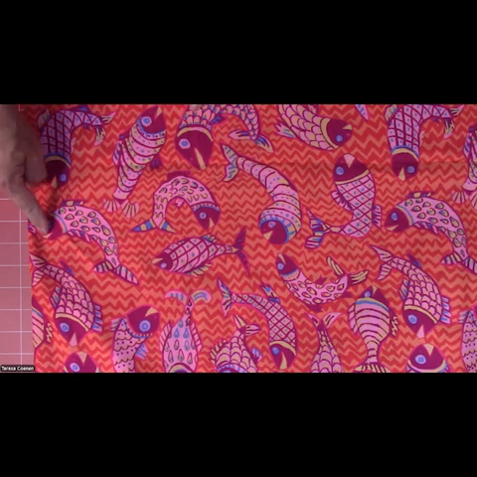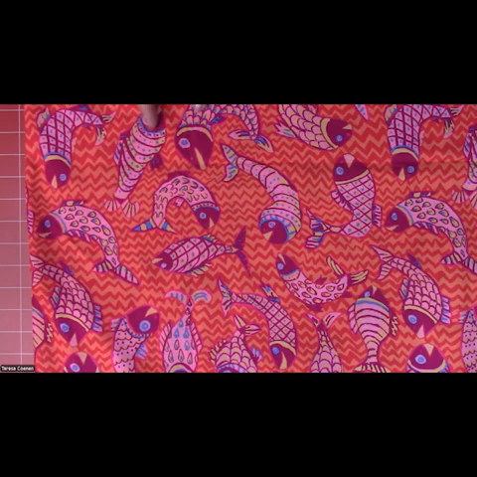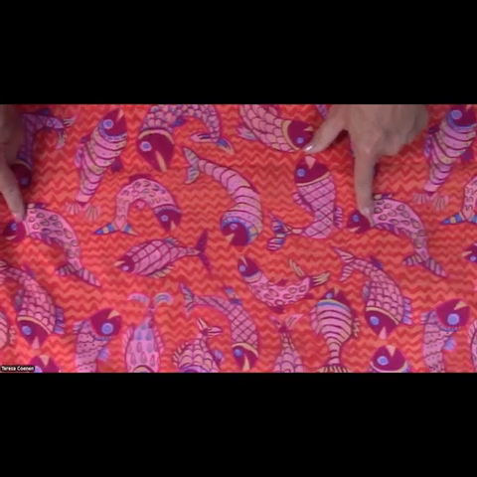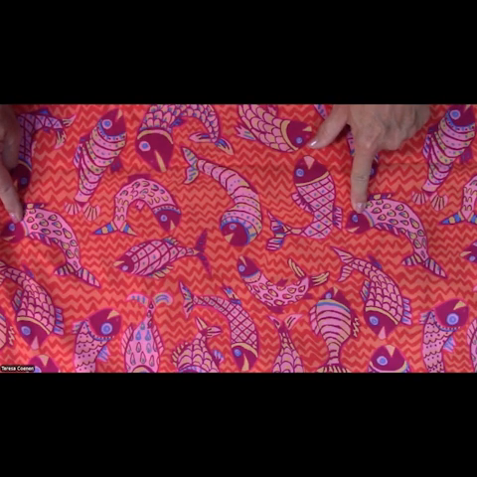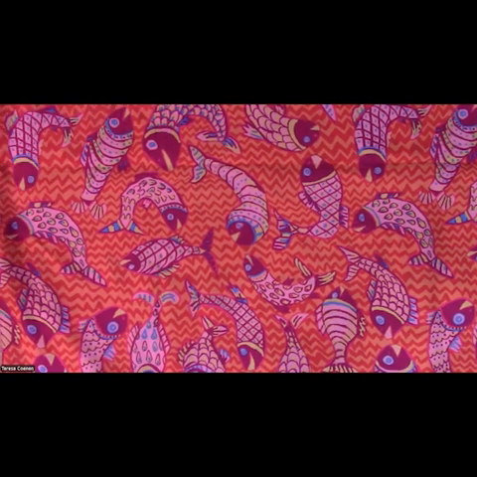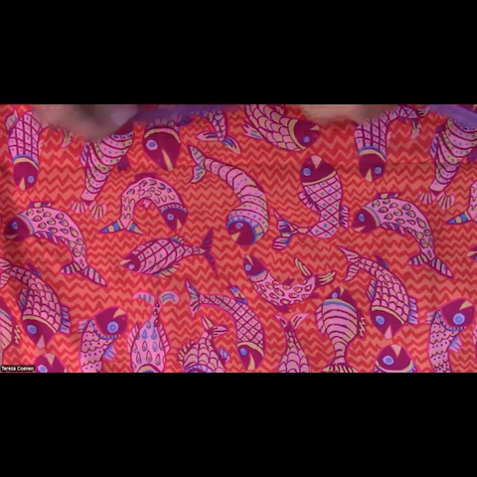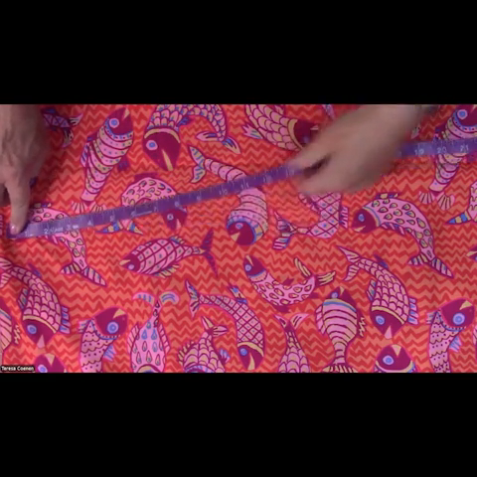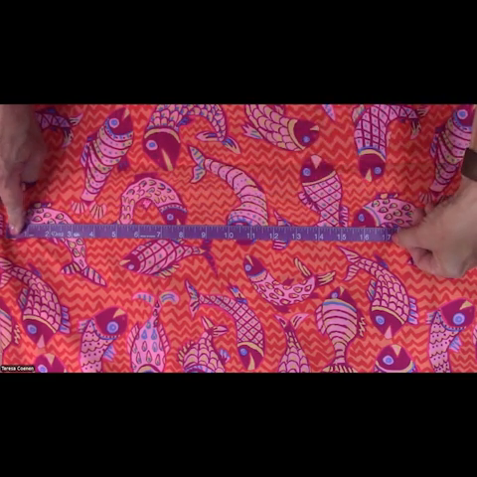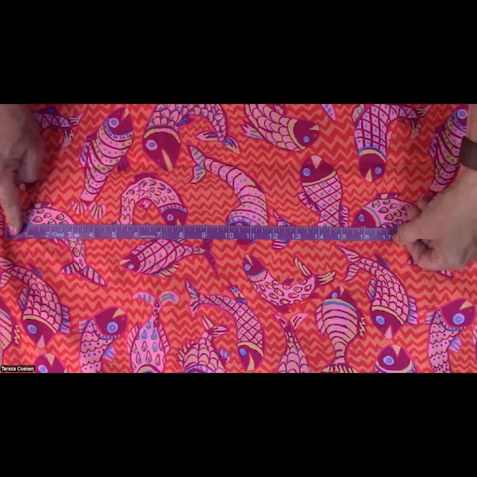So here's my fish with his mouth. Right off to his back side is a diagonal fish, and I can see that he is repeated right here. Fish, diagonal fish. So if I measure from the mouth of the fish to the mouth of the fish, repeat is at 15.5 inches. So this is another fabric where I would need to have 4 repeats of 15.5 inches.